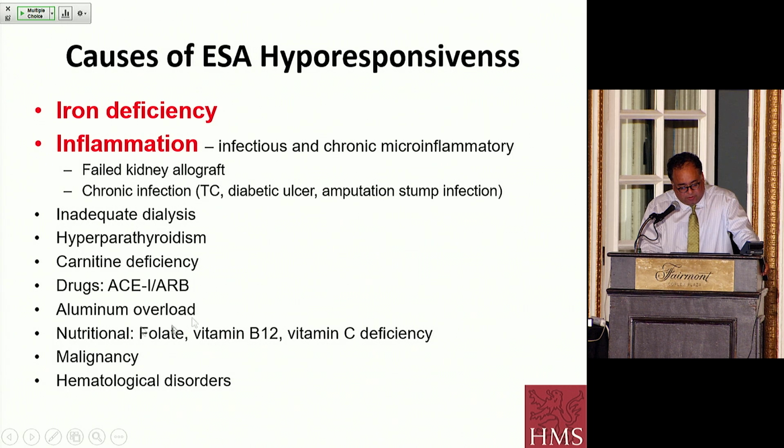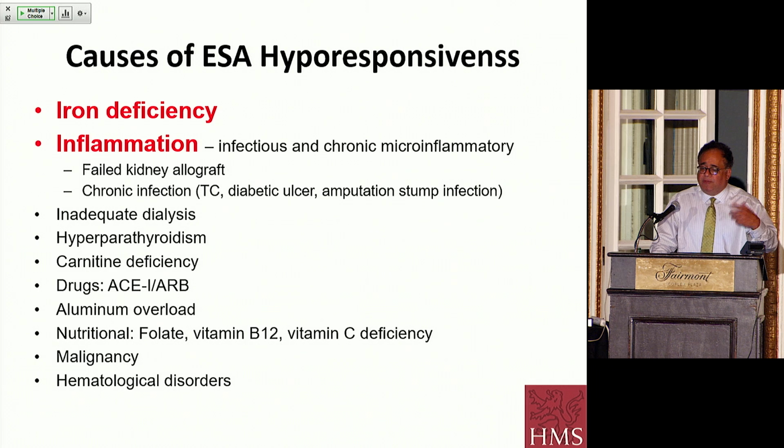Certainly, ACE inhibitors can cause ESA hyporesponsiveness. They do that through a couple of ways. One is it reduces angiotensin II release of erythropoietin, but also by inhibiting a compound that activates pluripotent hematopoietic cells. But if you look at all the data published on ACE inhibitor associated ESA hyporesponsiveness, half of them say ACE inhibitors don't do it, and half say that it does. So it's controversial. So for most intents and purposes, I would focus on iron deficiency and inflammation.